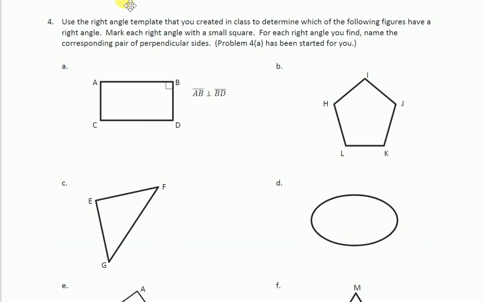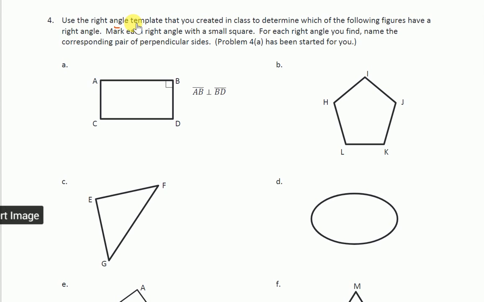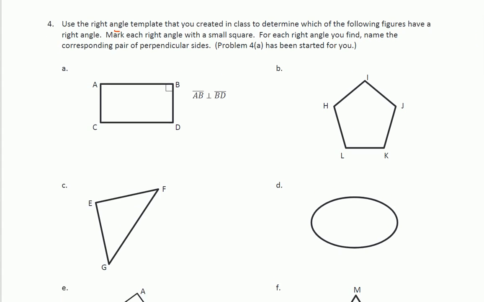Alrighty, welcome to slide number 2. And once again, we're using our right angle template. We're going to determine which of the following figures have a right angle or don't have a right angle. Mark each right angle with a small square. For each right angle you find, name the corresponding pair of perpendicular lines.